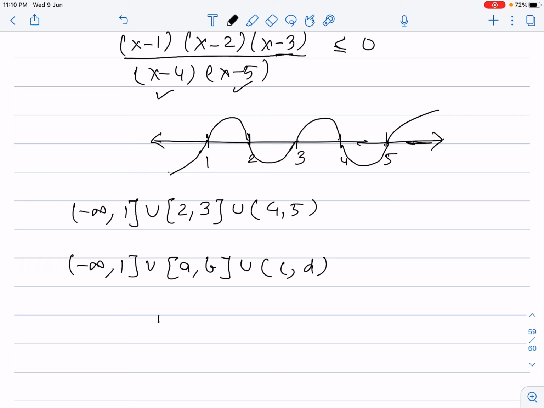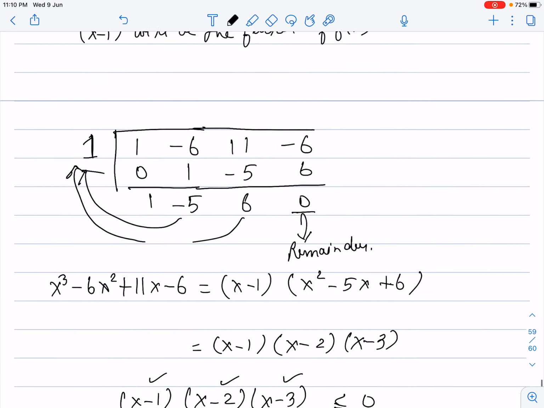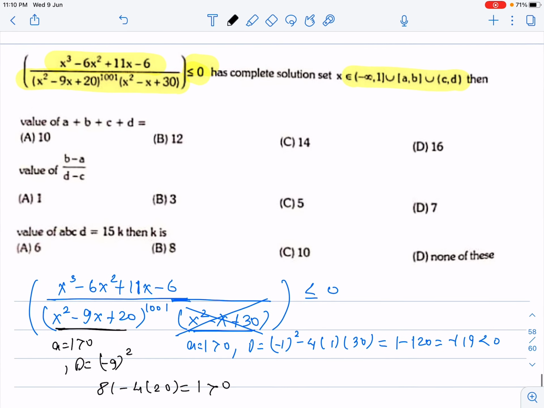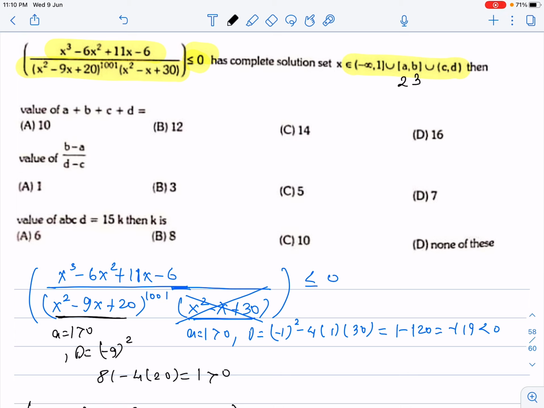Hope you guys. So A is equal to what? 2. B is equal to what? 3. C is equal to what? 4. D is equal to what? 5. 2, 3, 4, 5 are the values of A, B, C, D. Now B plus C plus D is asked, so 3 plus 4 plus 5 will be written by us. So 9 plus 3 is 12. So option C should be marked for the first question over here.